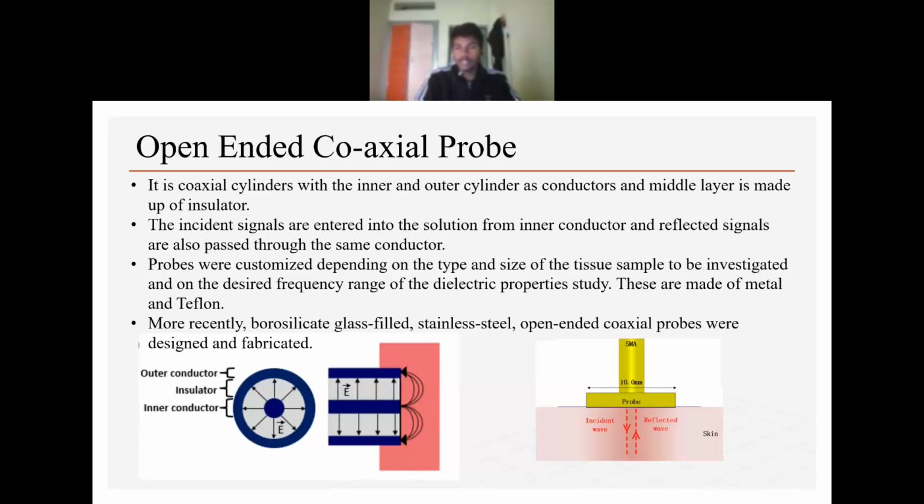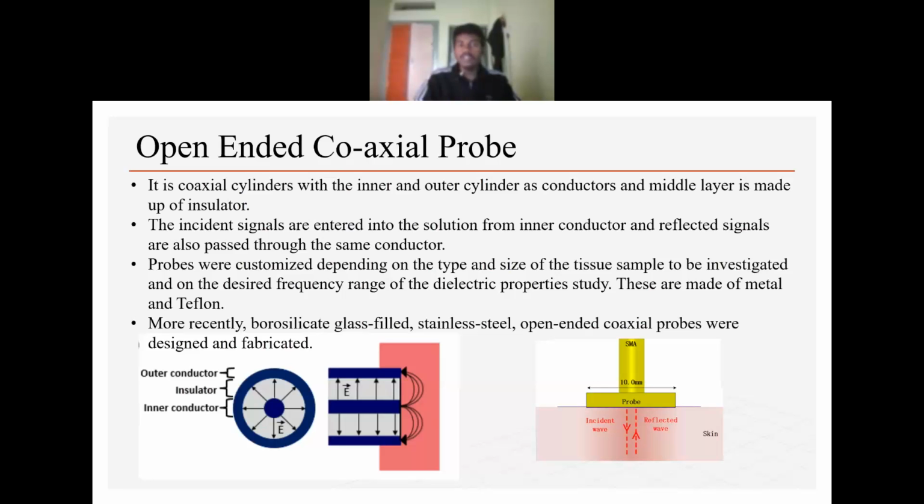This open-ended coaxial probe is designed in such a way that inside there is a solid cylinder, which is a conductor, and on top of that there is an insulator, and again a conductor on top of that. The inside solid cylinder is made of a metal, and the insulator is Teflon. More recently, borosilicate glass filled stainless steel probes are also being used.